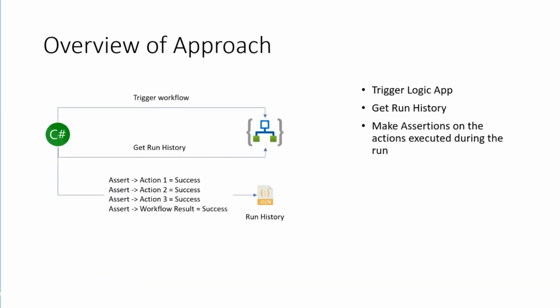So if we have a quick overview of what it looks like when we're testing a logic app. Here in the middle, we've got our workflow. We then have some C# code, which is going to trigger our workflow. The test is then going to go and get the run history from the workflow, and we're going to make assertions to check the different actions executed successfully or to check that they failed. That basic principle will be repeated regardless of how you actually run the logic app and test it. So it's trigger, get the history, check what executed.